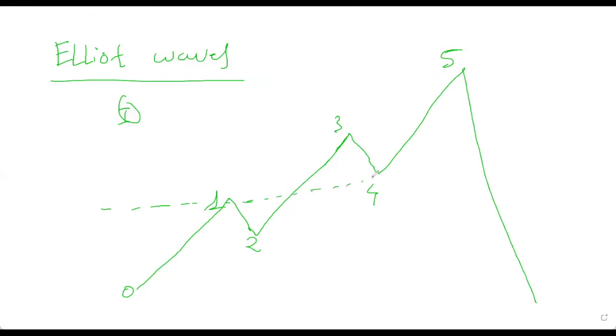Draw a straight line from 1 to 4. This is a target line. This is the target. If it breaks this target line, it can fall much further down.